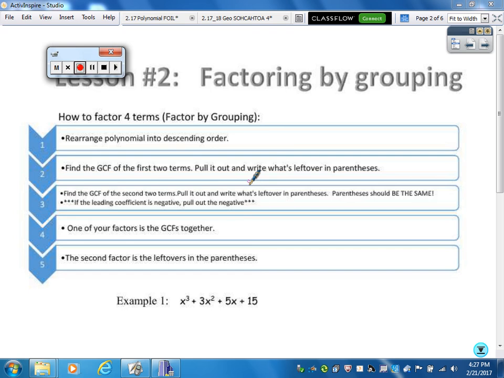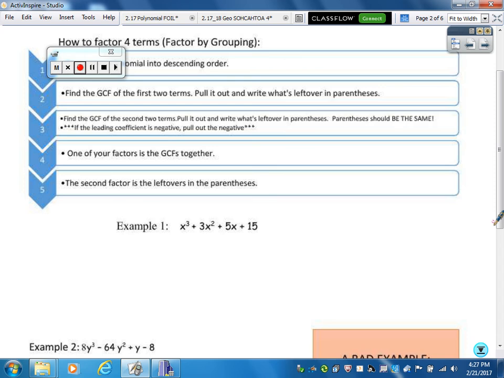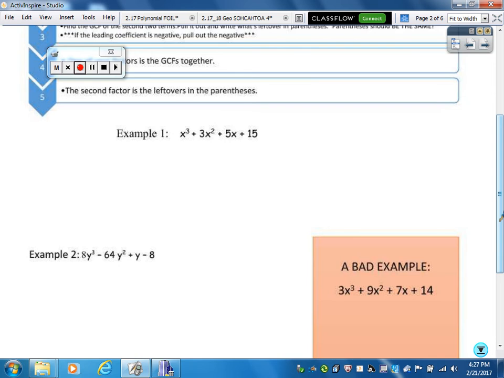Alright, we are talking about factoring by grouping. Remember, factors mean two things that multiply to a bigger thing. In this case, we're going to find two binomials that multiply together to this 4-term polynomial right here. So grouping means you're going to group it into two groups of two. Watch this. The first two things go together, and the second two things go together.